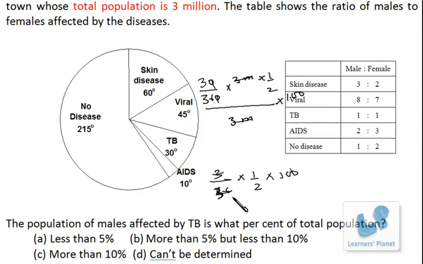So it's 3. So that's 100 by 24. Now 24 fives are 120. So the calculation will be less than 5%, right? So it's less than 5%. I hope you are clear.